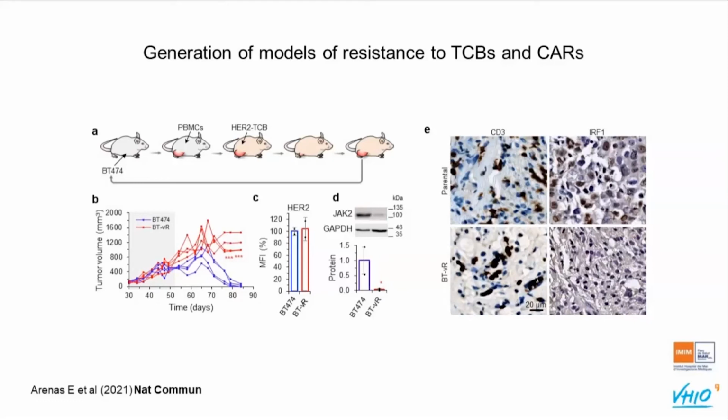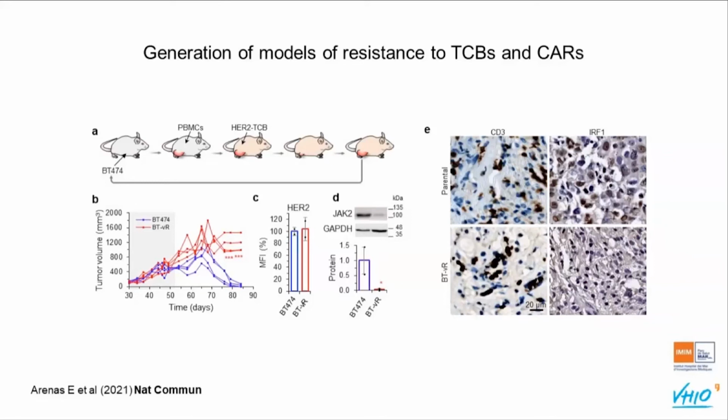We took cells expressing HER2, and using the PBMC model, we treated them with the T-cell bispecific antibody. After treatment, we allowed the tumor to regrow, and we repeated this treatment 3 times. After 3 times, we isolated tumors that were completely resistant to T-cell bispecific antibodies against HER2 or against HER2 CARs.